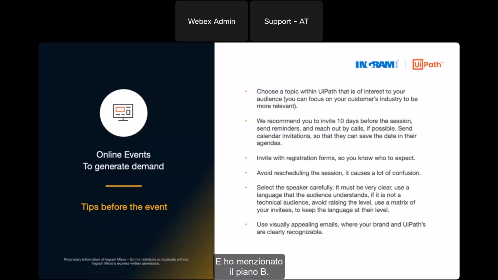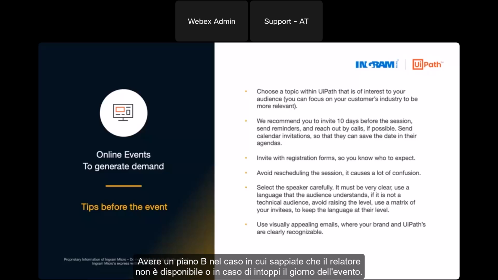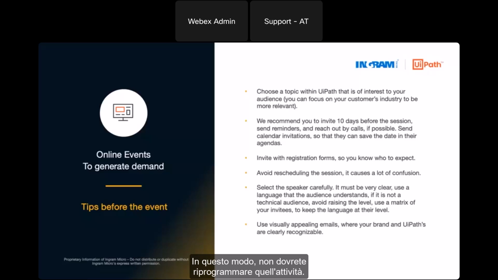So you must choose your speaker carefully, according to the topic that you want to develop during that presentation. And I was mentioning a plan B, right? Have a plan B in case that speaker is not available or something arises the day of the event. That way you don't have to reschedule that activity. And use materials that are very appealing to your audience, right? Of course, use that co-branding with UiPath, and your business company logo should be very clearly recognizable on all the materials that you are going to be sharing during your presentation, right?